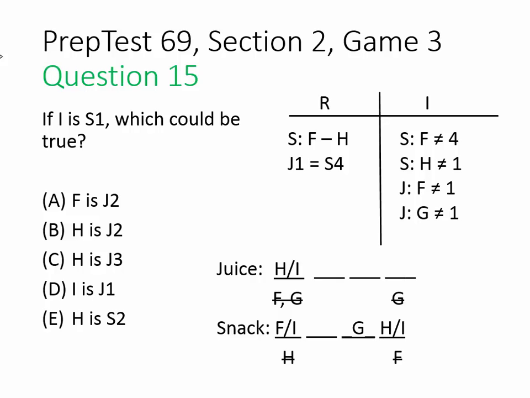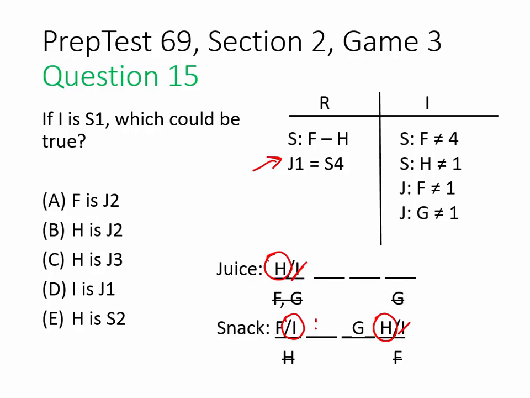So if I is assigned to S1, we can go ahead and circle it here. If I is assigned there, then it can't be over here, meaning that H is in S4. This rule tells us that H must also be in J1. And so what do we have left?